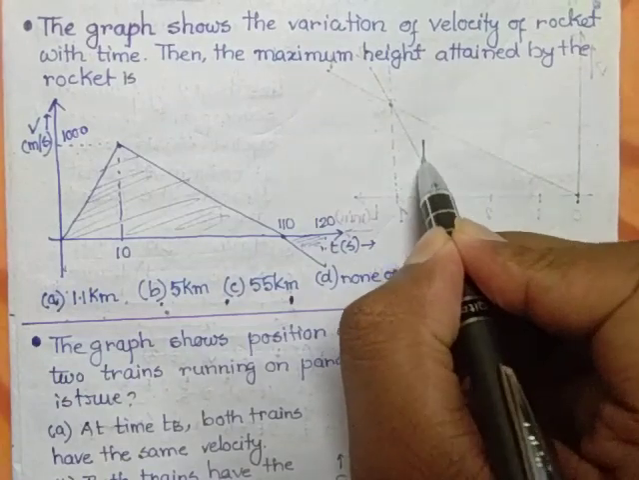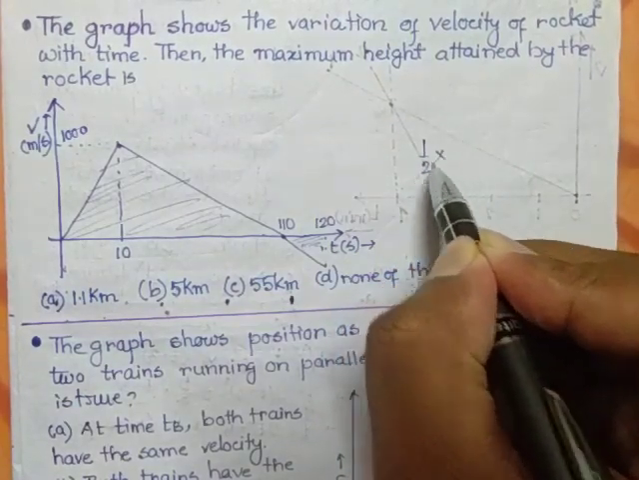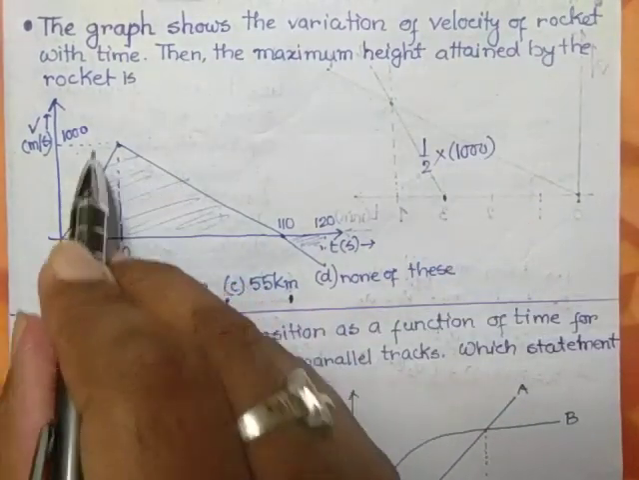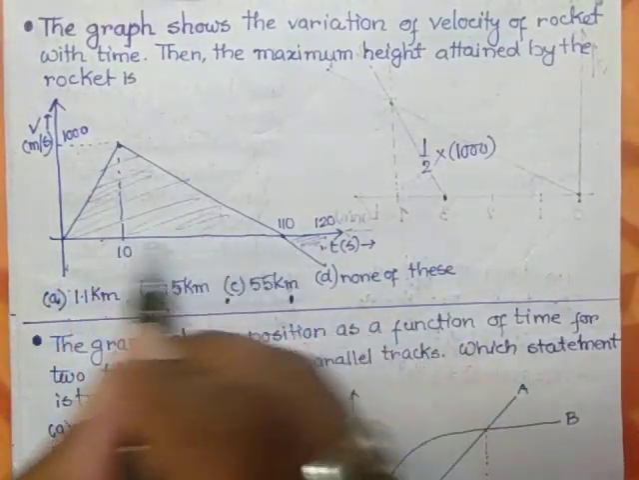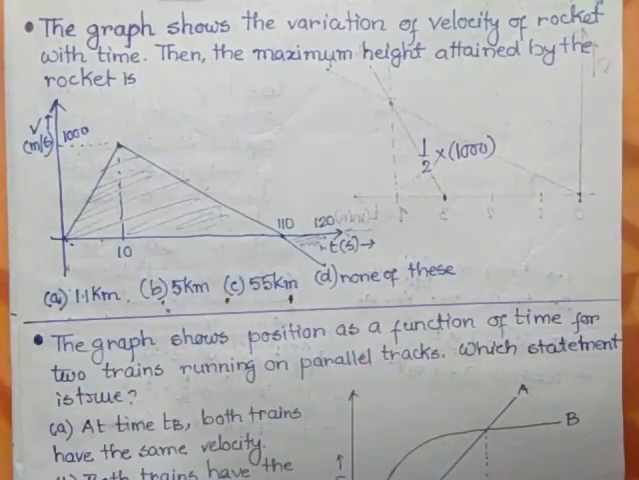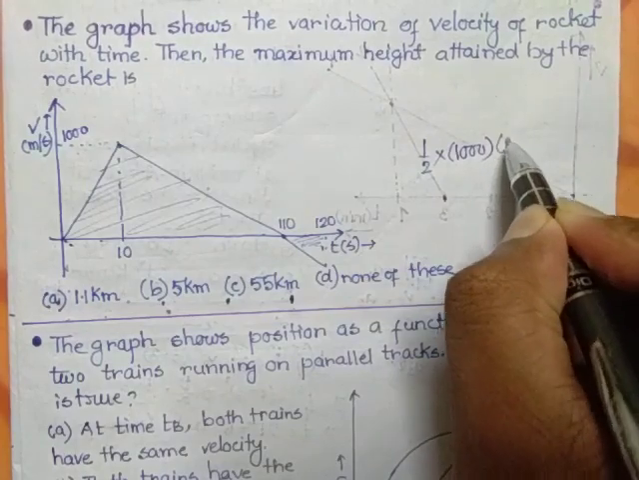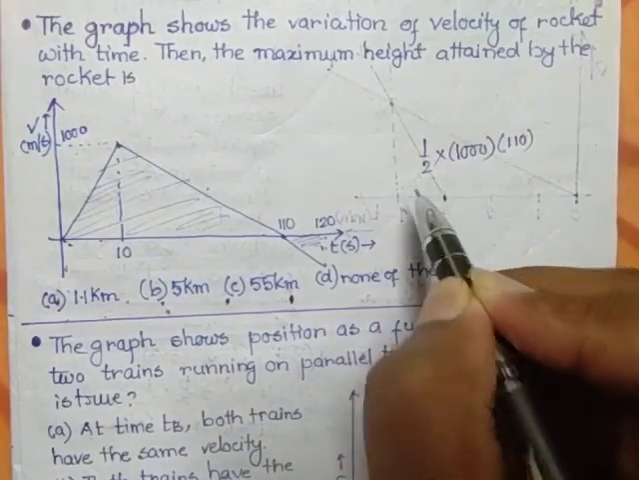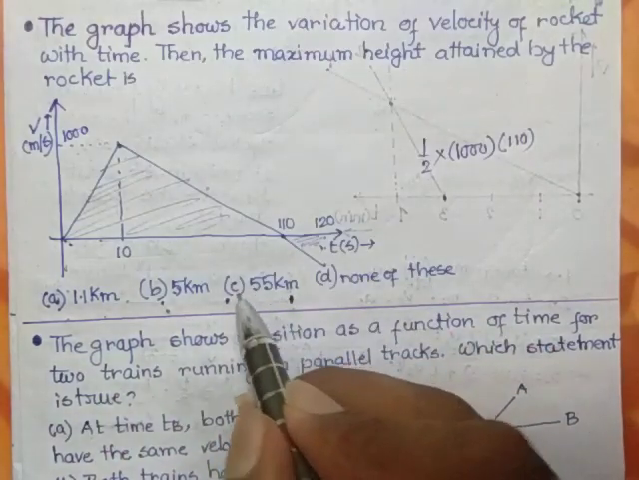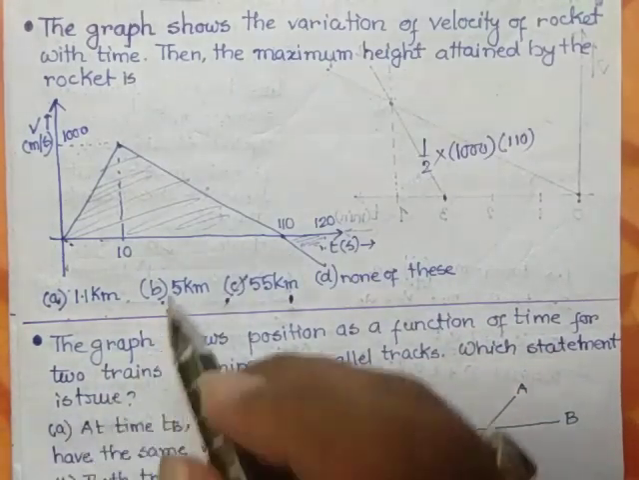If I calculate the area of it, that is 1 by 2 into 1000, and it is from 0 to 110. So if I analyze the units, it is meter per second times second. Obviously the answer will be of the order of 55 kilometer.